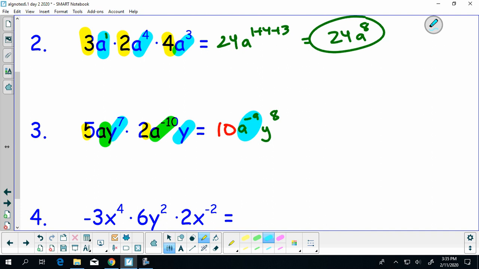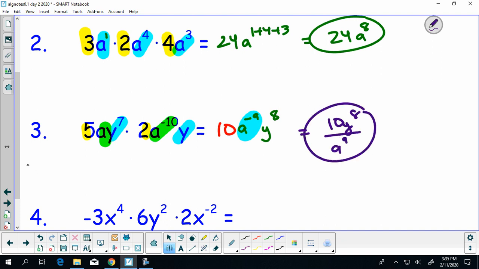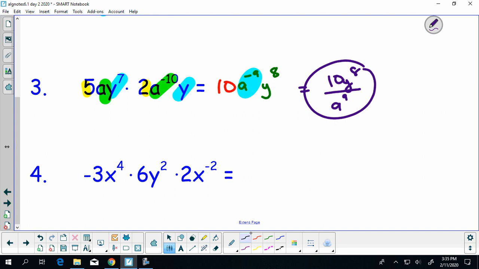Okay, and a is unhappy. He needs to be moved to the bottom bunk. So my final answer there is 10y to the 8 over a to the 9th. It's a complicated one.